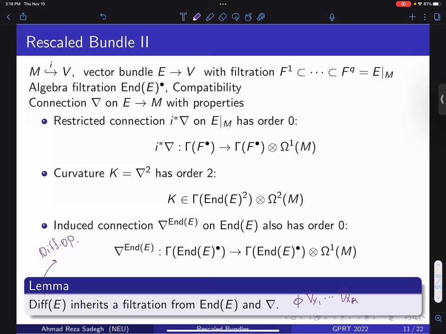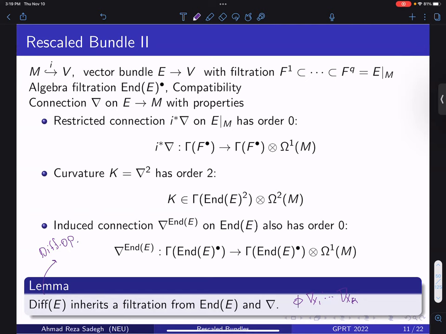Basically, this k is going to be the order of the differential operator usually. But here, that phi, which comes from the endomorphisms, also has a filtration order. You are going to include that too. With this data, in a well-defined manner, you can define a new filtration order over the differential operators.